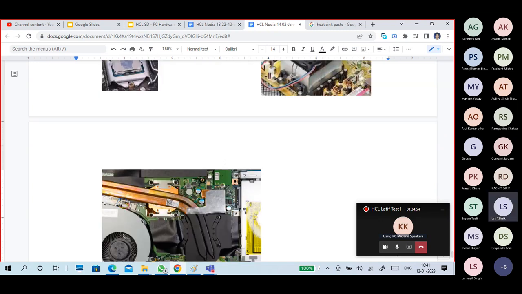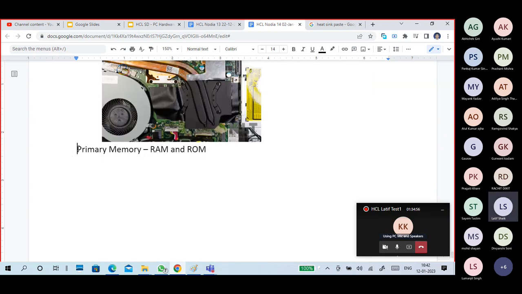This is primary memory and secondary memory. Two memory types are there: one is primary memory, another one is secondary memory.